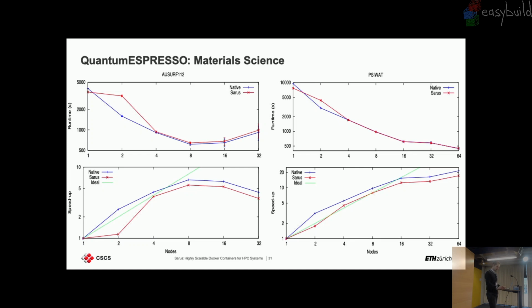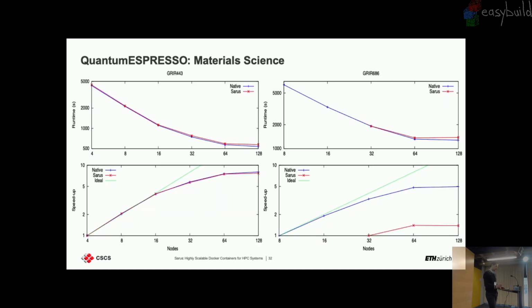That's the same behavior that you see on the right side for a slightly larger sample. And here again, you see on the left side an even larger one with 443 atoms, where the native and container applications behave in the same way. And on the right side, you have the largest benchmark that I could run with Quantum Espresso and Sarus.